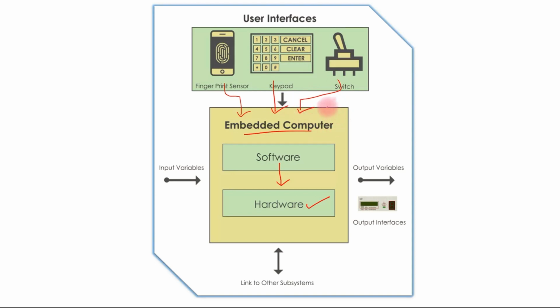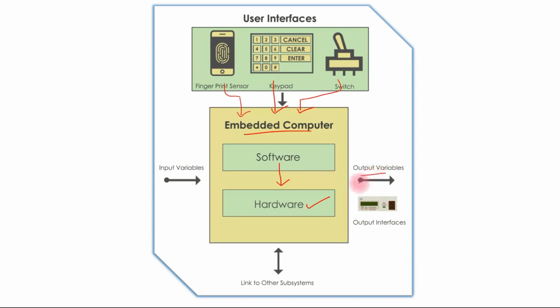Now this input information is being processed by this embedded computer, right, using some of the input variables, and then it produces some output variables. These output variables can be used to control the environment with the help of actuators, or they can also be displayed on display devices such as LCDs or 7-segment displays.